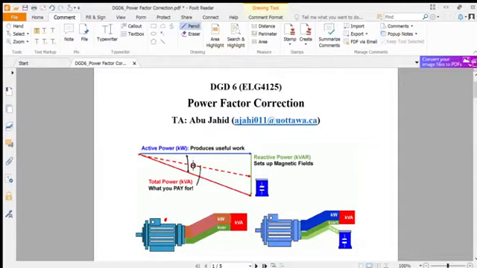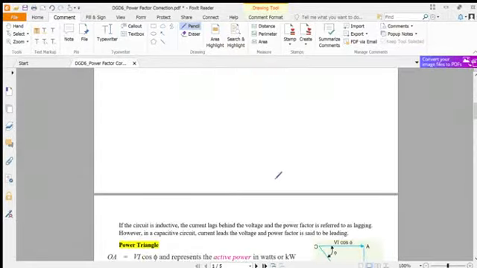The lagging power factor happens mainly due to the inductive nature. So if we connect a capacitor in parallel with the inductive load, then the power factor will be improved. Later on we will show how it improves. Now let's go to the next slide.